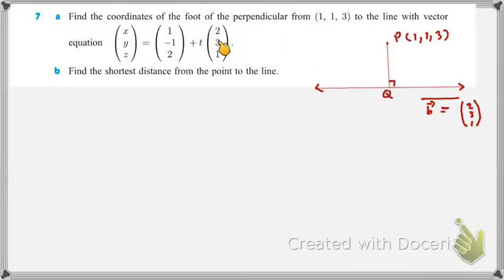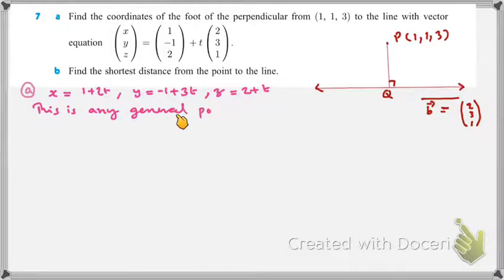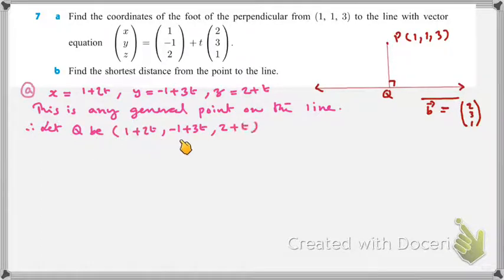I'm going to first write this equation in the parametric form. So x is equal to, I equate the i coefficients from both sides, x is equal to 1 plus 2t, y is equal to minus 1 plus 3t, and z is equal to 2 plus t. This is actually any general point on the line, and if it is any general point on the line, we would say let it be Q. So let Q be (1 plus 2t, minus 1 plus 3t, 2 plus t). So that's the point Q.